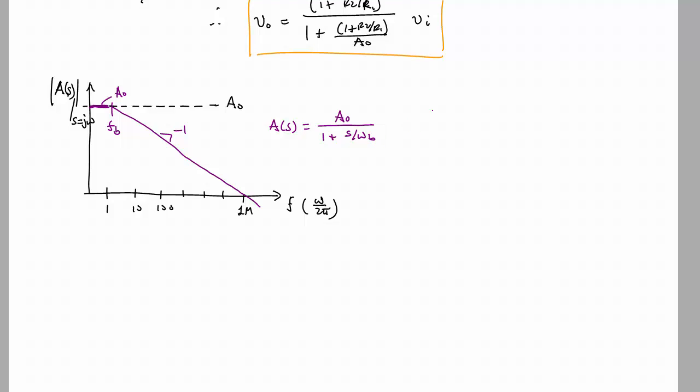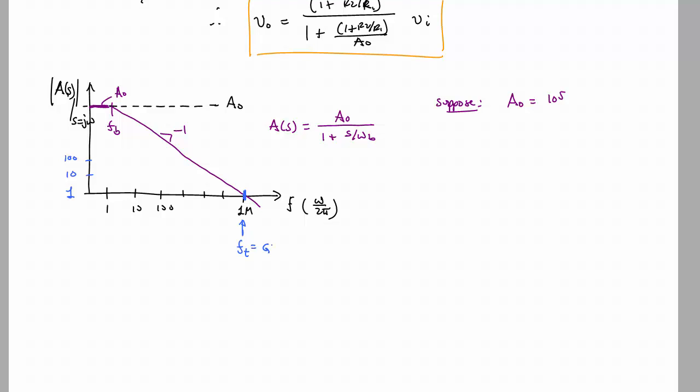Now, some example values. Suppose that A naught is 10 to the 5. That's pretty realistic. And I forgot to define a term here: this frequency where the gain actually crosses unity. Okay, so it's not 0 because this was on a log scale. So 10, 100, etc.